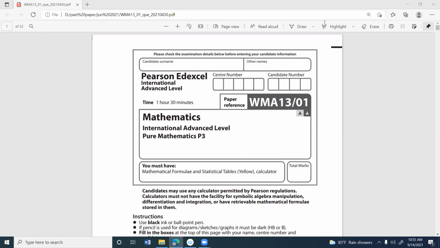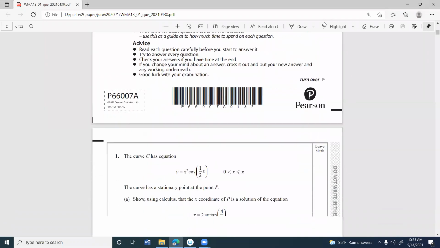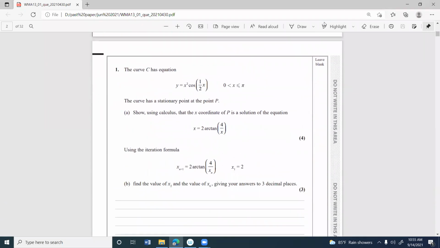Today, we are going to discuss the P3 mathematics. The examination session is 2021 summer. So, we will go back to the questions. The first question shows the curve C has an equation y equals x squared cos half x.